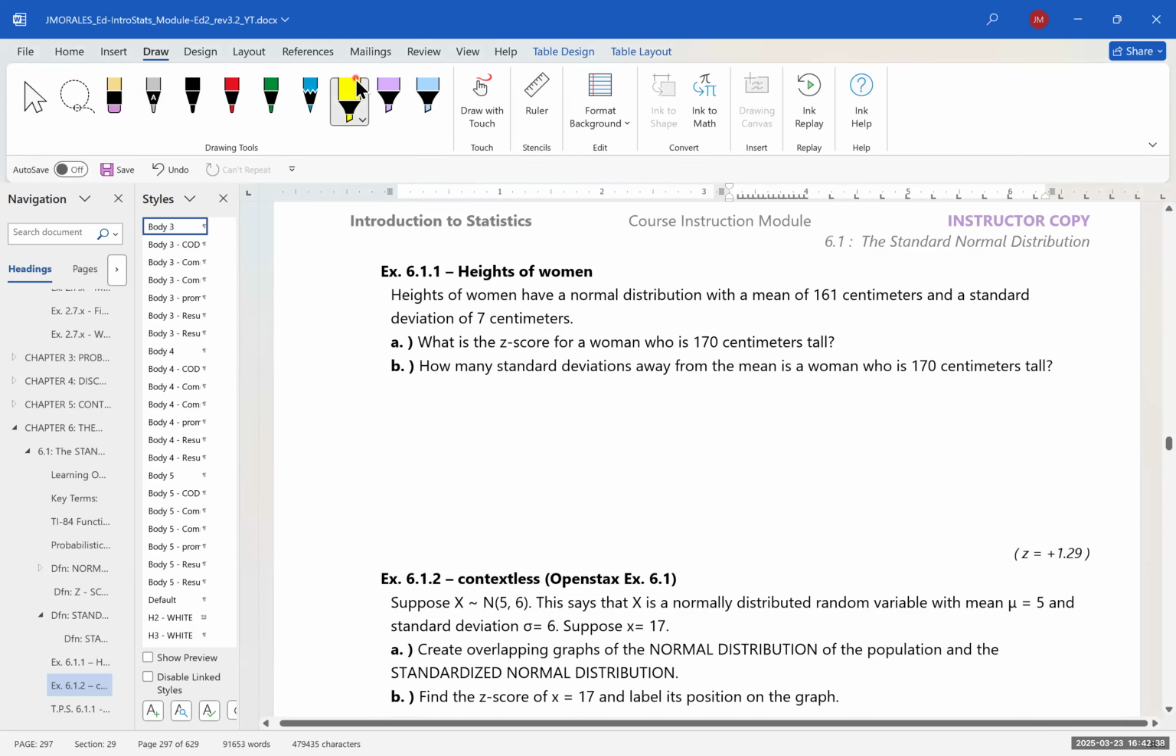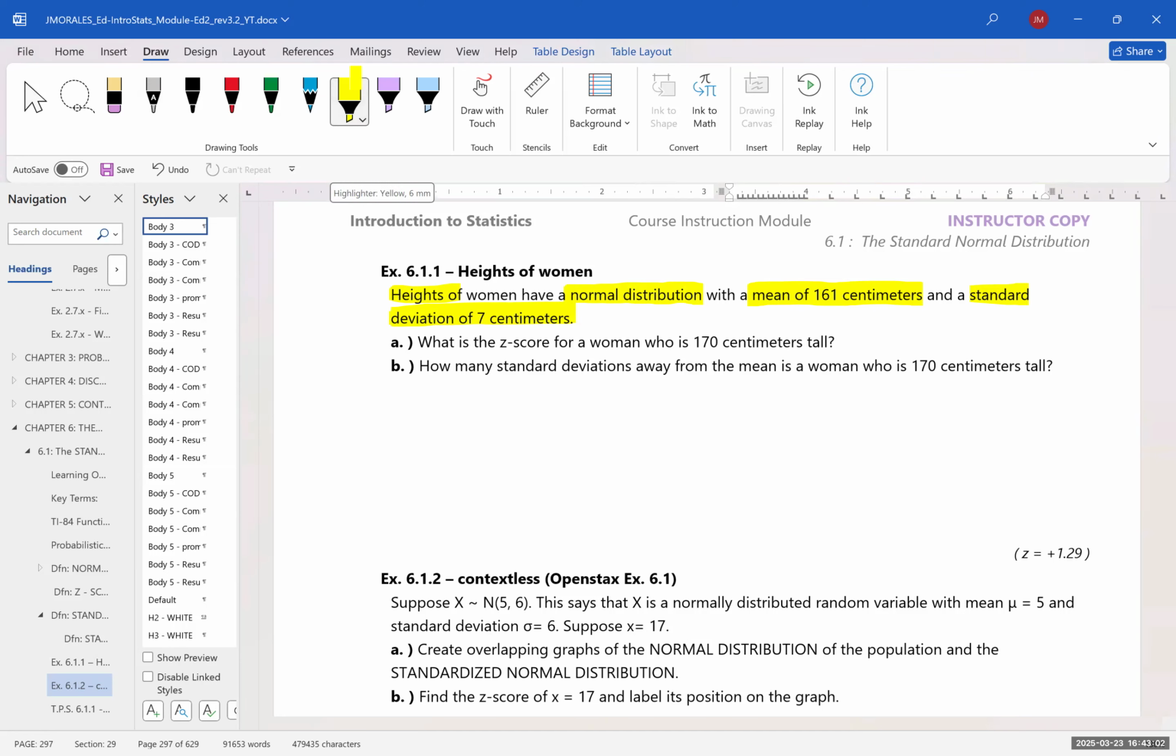All right, so we're going to look at heights of women. The heights of women have a normal distribution. We're dealing with height with a mean of 161 centimeters and a standard deviation of 7 centimeters. So the question of part A is, what is the z-score for a woman who is 170 centimeters tall? And how many standard deviations away from the mean is a woman who is 170 centimeters tall?